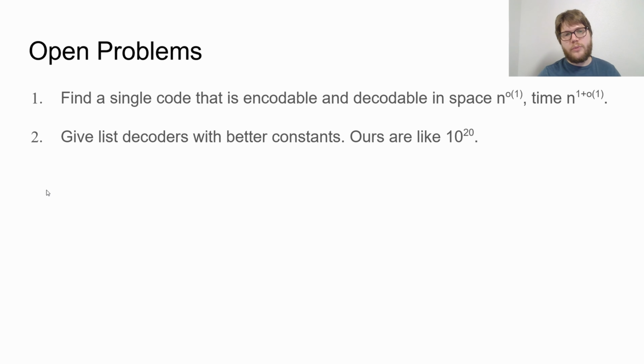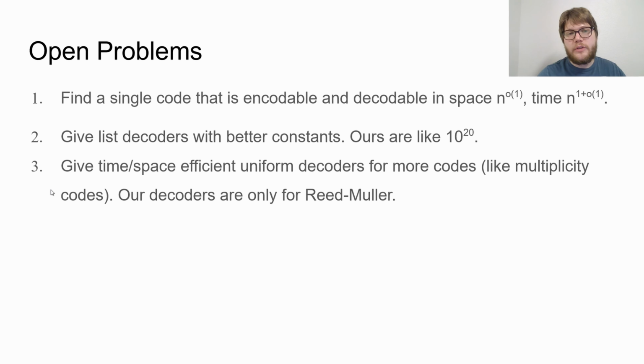Another limitation of this work is that our constants are outrageously large, and this is mostly due to limitations on our list local testing algorithm. It has very large constants. So if you can improve the local testing algorithm, then you can give better constants for our local list decoding algorithm. It'd also just be good to give time and space efficient uniform decoders for more codes, like multiplicity codes, for instance, or lifted Reed-Solomon codes. In this work, we only gave list decoders for Reed-Muller codes. It'd be nice to have it for more.